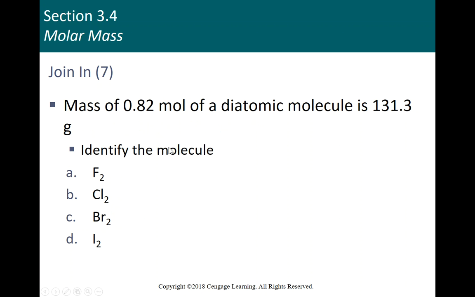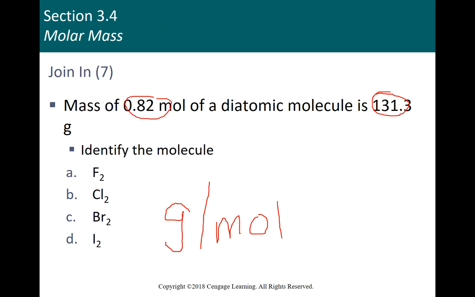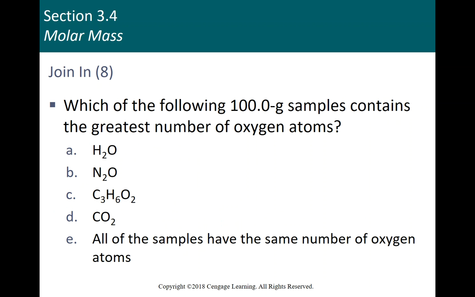This next one's a little bit simpler setup, and doesn't really involve as much algebra. If you remember that the units for molar mass are grams per mole, then you can simply take your number of grams and divide it by your moles, and in this case you will come up with 160, which is the molar mass of bromine. So that's a very handy tool to remember, that the molar mass is represented by grams per mole.